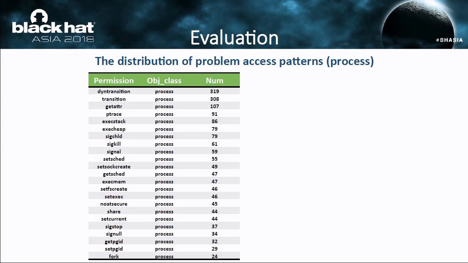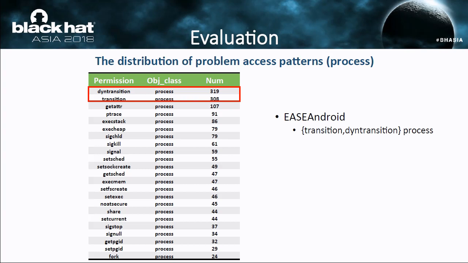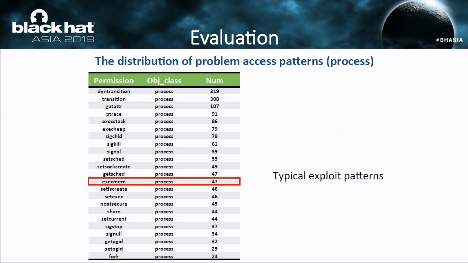Here we also do a statistical analysis based on the process, because previously we focused on the file type. As reported in SEAndroid, there are two types of problem access patterns, the transition and the die transition process. We can see that our VSPMiner also has a better result; they rank number 1 and number 2 in our results. We also extend many other malicious access patterns in our work. There is a very typical exploit pattern, XGBoost, and this rule makes it much easier for attackers to complete the privilege escalation.